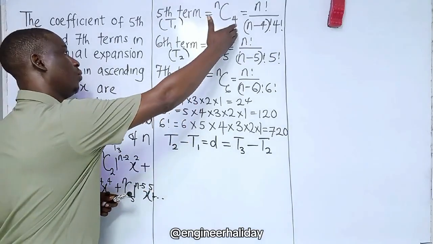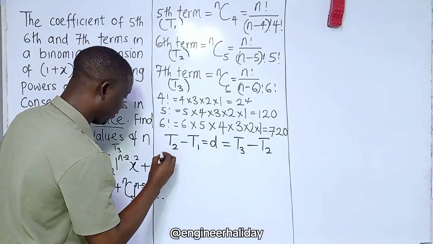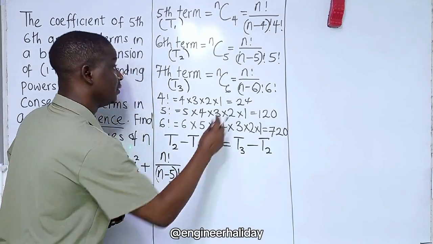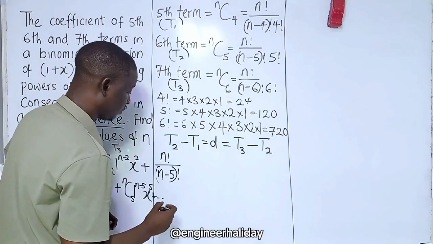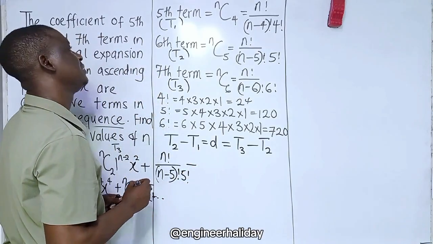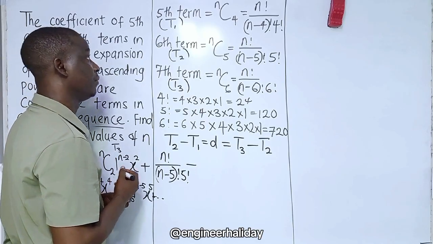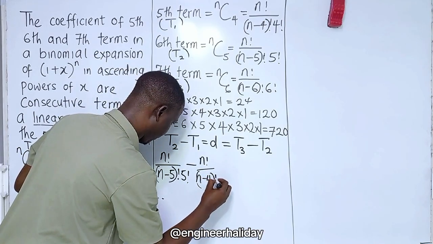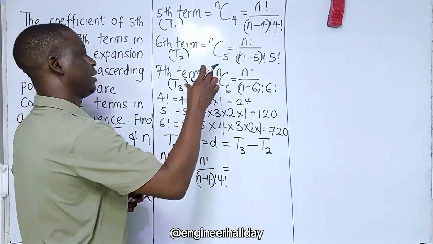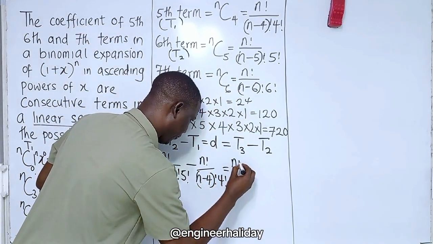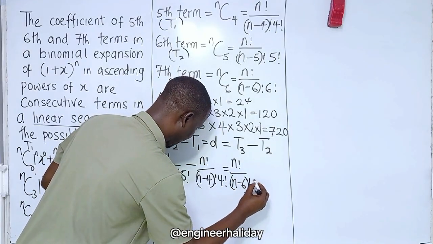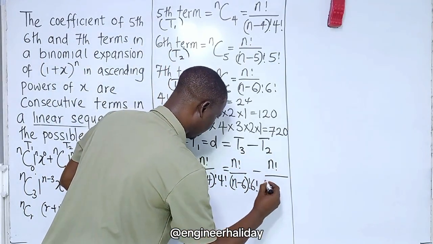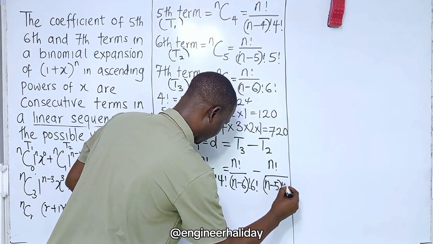If we want to put it into an equation, the second term is n factorial over (n minus 5) factorial times 5 factorial, minus the first term, which is n factorial over (n minus 4) factorial times 4 factorial, equals the third term, n factorial over (n minus 6) factorial times 6 factorial, minus the second term, n factorial over (n minus 5) factorial times 5 factorial.